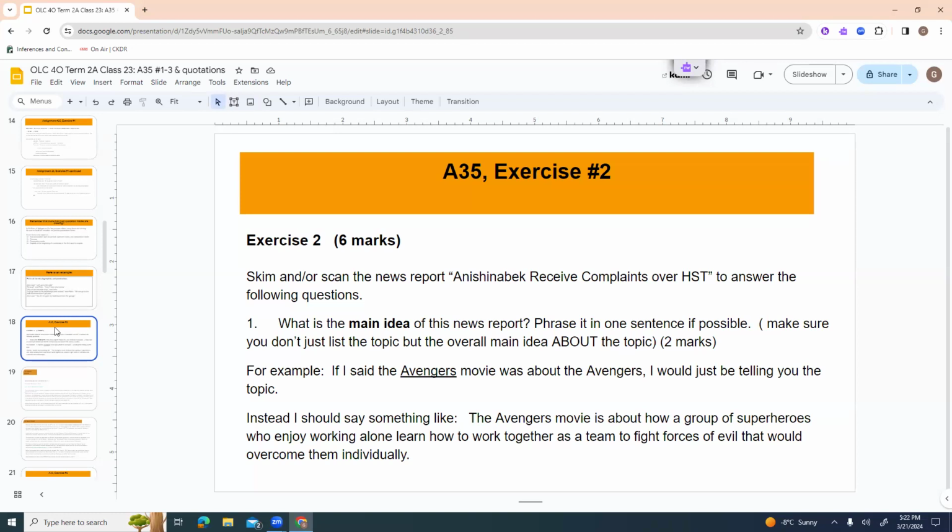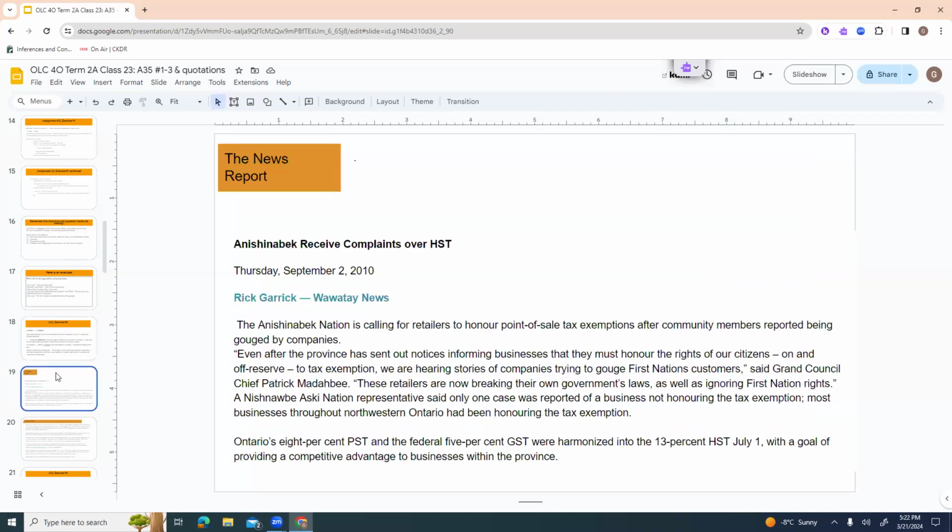So don't just list the topic like it's about HST, because obviously it is. What's the main idea about the topic? So if I said the Avengers movie is about the Avengers, I would just be telling you the topic. Instead, I should say something like the Avengers movie is about how a group of superheroes who enjoy working alone learn to work together as a team to fight the forces of evil that would overcome them individually. Okay, so let's look at the news report.